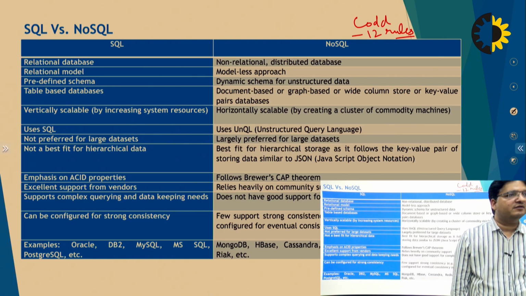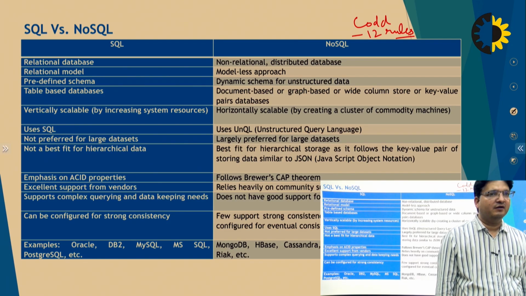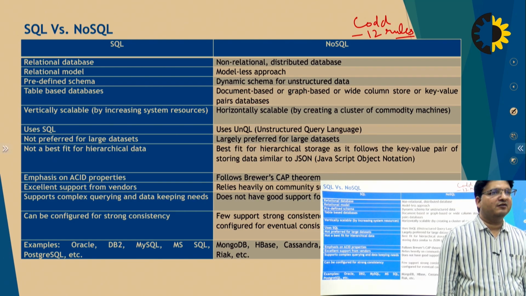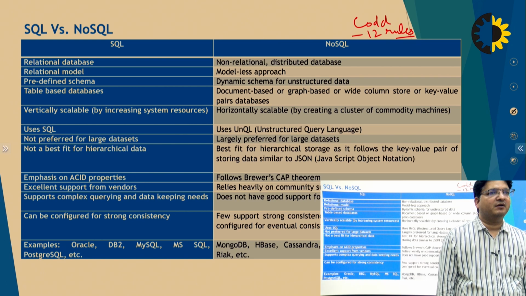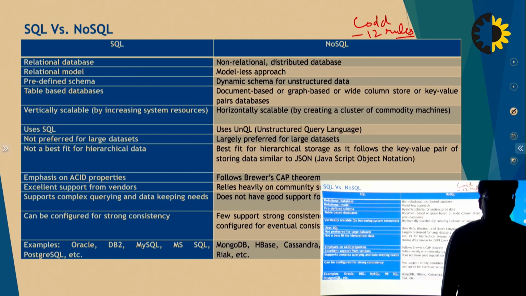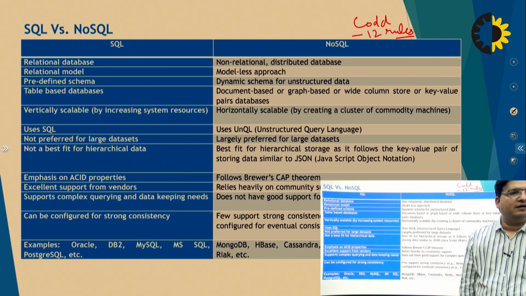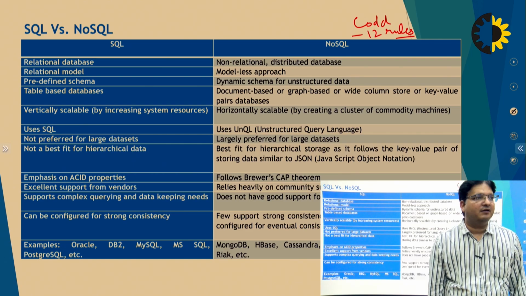Again, the next difference is that SQL has a predefined schema. We cannot enter any attribute other than the predefined attributes. Every entry should be in the predefined schema. Whereas NoSQL has a dynamic schema, that is for unstructured data, so you can enter whichever attribute you want. Next is table-based databases. SQL databases are table-based databases, right?